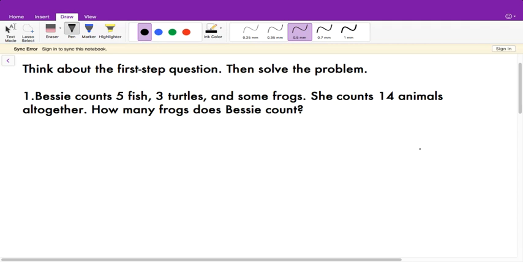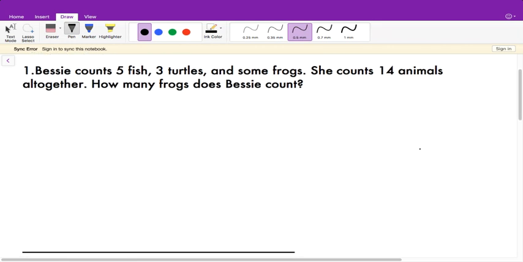Tonight our homework is going to be focused on two-step word problems, just like we were doing in class today. Since there are two steps, that means that for each word problem, we should have two equations to help us solve the problem. So let's read the directions first. Think about the first step question, then solve the problem. So we're thinking about the question that it's being asked, but then we need to think about what information are we missing that we need to use another equation to solve for.